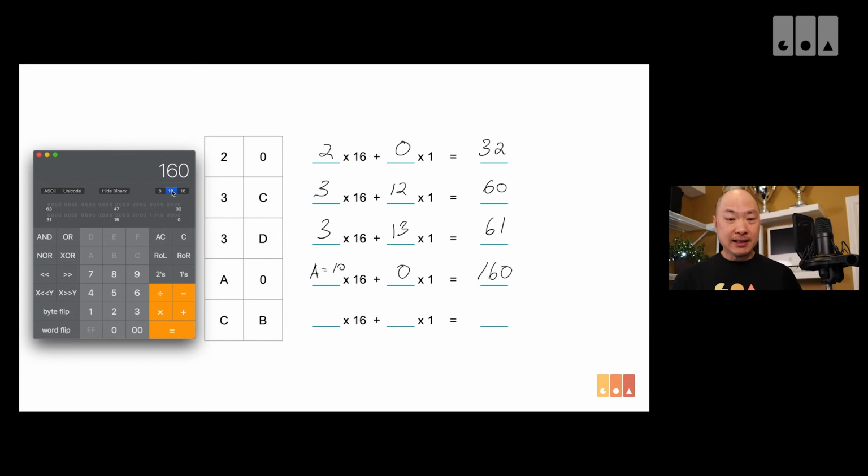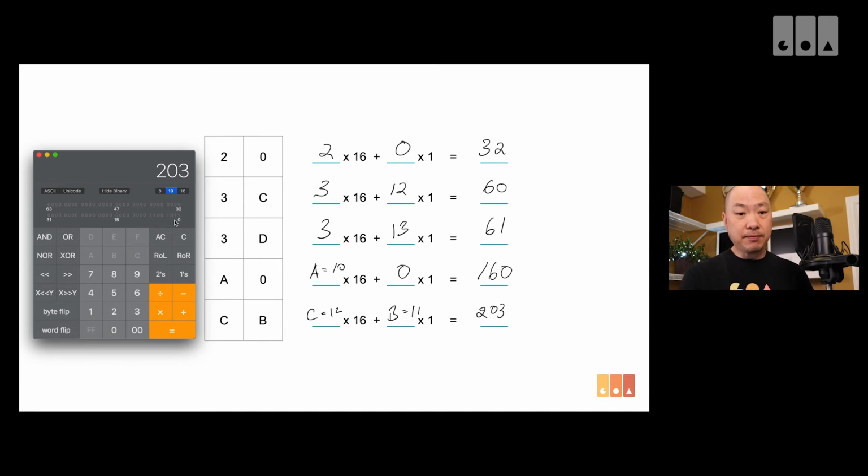Okay, last one. CB. Okay, so that's C 16ths and B 1s. Okay, what is C again? C we said was 12. And B we said was 11. So that's 12 16ths and 11 1s. So let's calculate that. We're in base 10. So 12 times 16 plus 11. Okay, so that's 203.